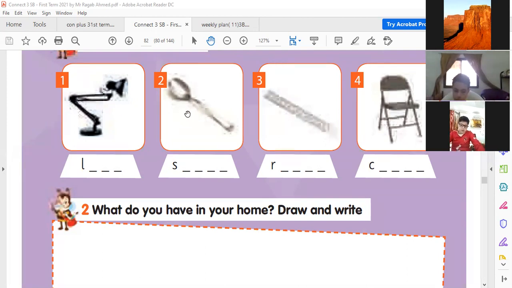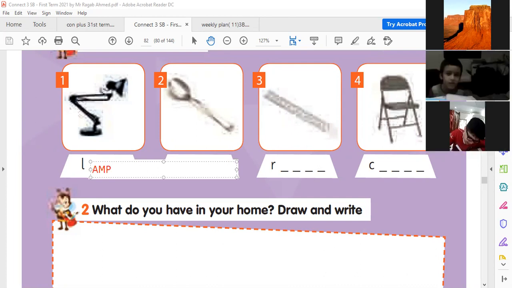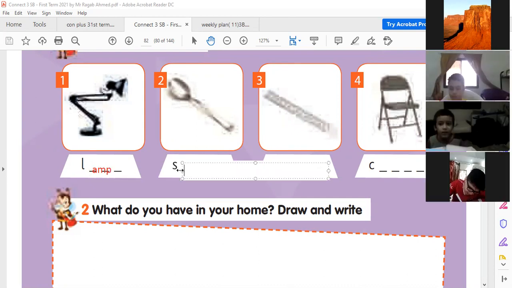Yes, Amr. Please, Amr, what is picture number 2? Yes, number 1 is lamb. That's right. But I'm asking about number 2. I want to answer. Spoon. Okay, you can. Spoon.